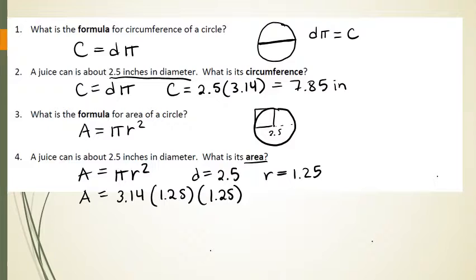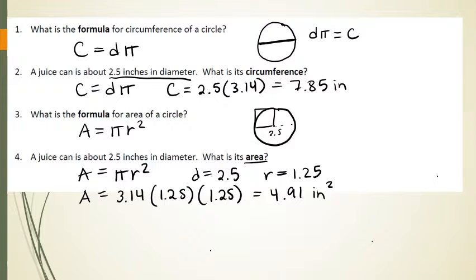And so now we're going to get 3.14 again times 1.25 times 1.25, and we've got 4.91, 4 and 91/100ths, and this is in inches, and since it's in area, we're talking about 2 dimensions, so inches squared.